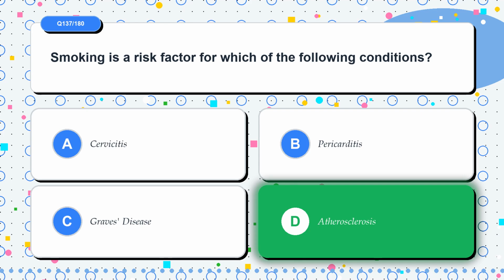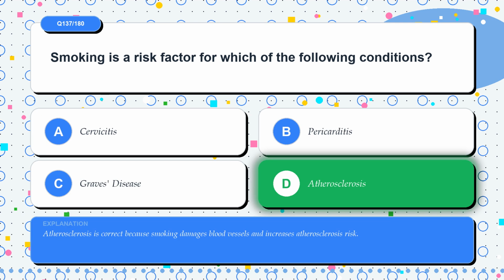The correct answer is option D, atherosclerosis. Atherosclerosis is correct because smoking damages blood vessels and increases atherosclerosis risk.